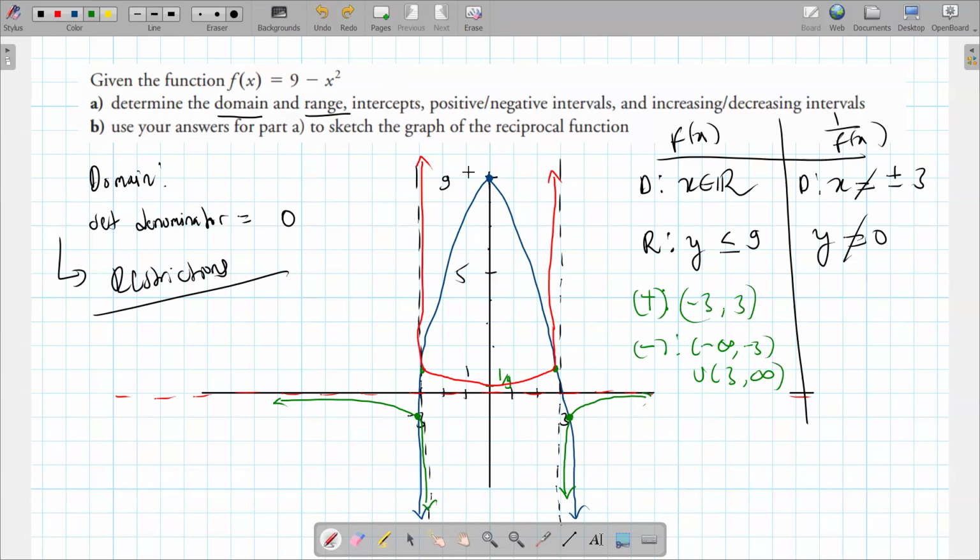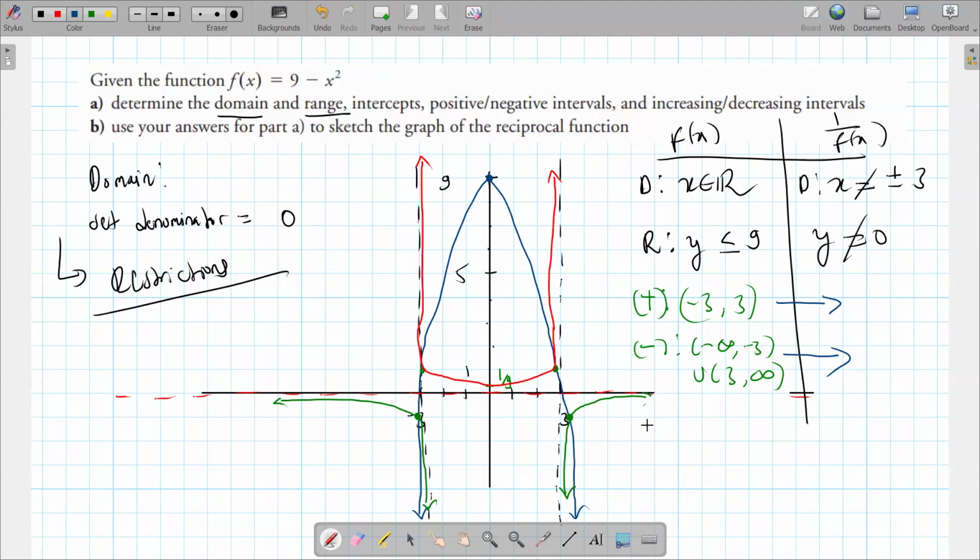What about for the flipped function, what are the positive and negative intervals? Do they change? What do you think? Would the positive and the negative intervals change for the flipped function? They don't. It's literally the same thing. So that's another important characteristic about reciprocal functions. The positive and the negative intervals, they do not change. They're exactly the same. So you don't even have to graph the reciprocal if this is the only question.